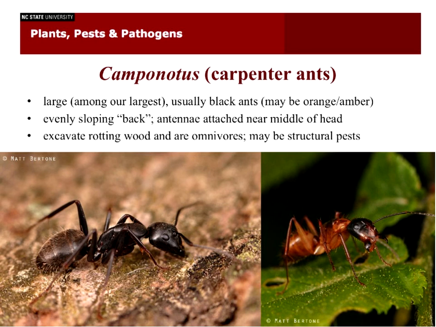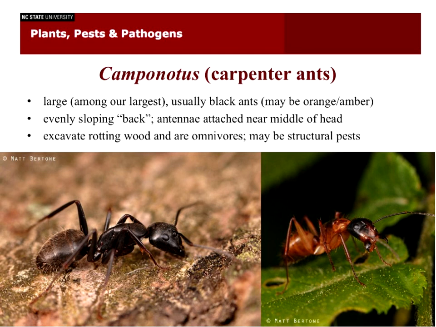Now, a good way to identify these is that they have an evenly sloping back. It's a very smooth slope. It's not wavy at all. It's basically a nice, rounded semicircle. Also, their antennae attach at the middle of their head rather than near the mandibles. And another thing is that they lack simple eyes. All the workers don't have simple eyes on the top of their head like many insects do, and some other ants do.